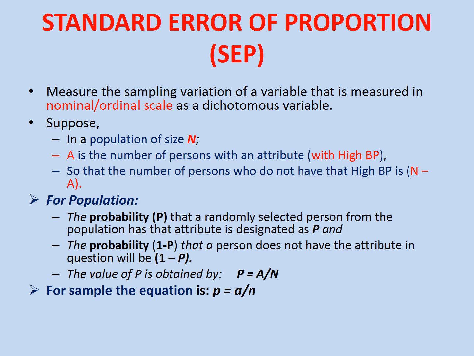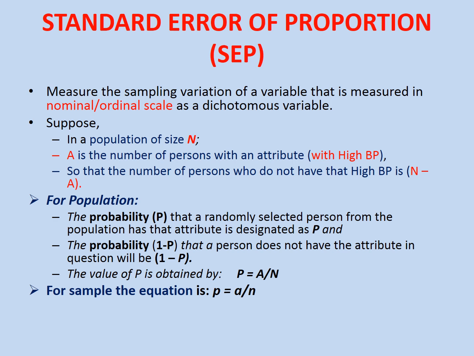The value of P is obtained by A divided by N. A stands for the attribute under study. Here the attribute under study is persons with hypertension, which in our hypothetical example is 60, divided by N. N is the total sample size or the total population size. Here it is 100. So 60 divided by 100 is equal to 0.6. So the probability of the attribute is equal to 0.6, and 1 minus P is equal to 0.4.